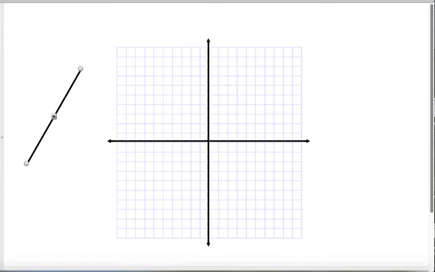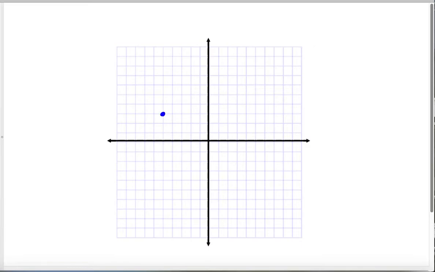So let's get rid of this. All right, so let's start with a point. I don't know, why don't we start over in the second quadrant? How about 1, 2, 3, 4. Let's see, 1, 2, 3, 4, 5, 1, 2, 3. How about there? Let's do the point negative 5 comma 3.